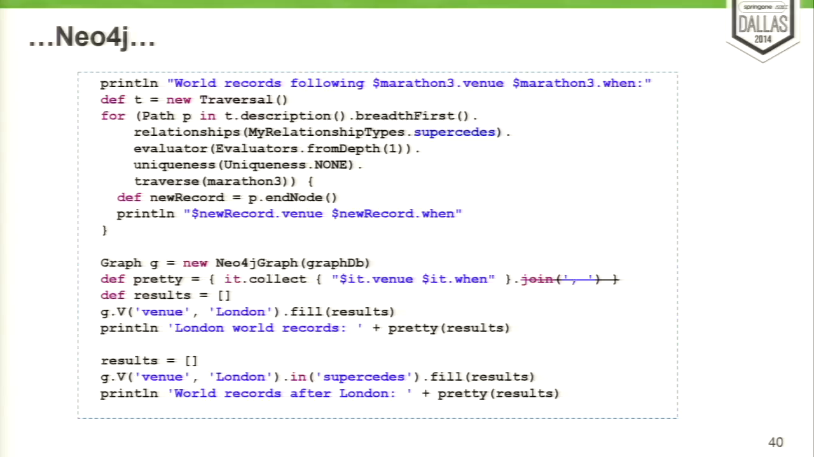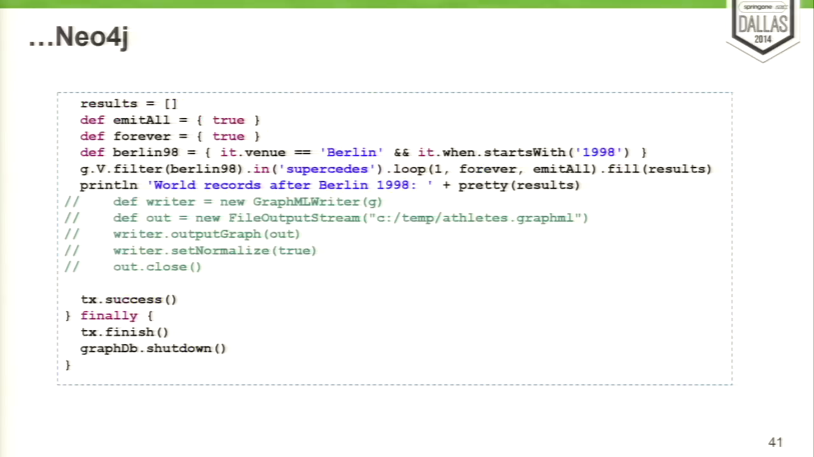all the ones in London where there's a supersedes relationship, which means it must have been broken, and fill in a result set. So Gremlin is a little Groovy DSL, if you like, for doing nice, compact, rich queries on graph databases. And here we're going to loop through looking for, I'm just going to show you some fancier stuff with Gremlin, looking for particular records, which world record superseded the Berlin world record, basically. So you can see the kind of thing that you want to do there.